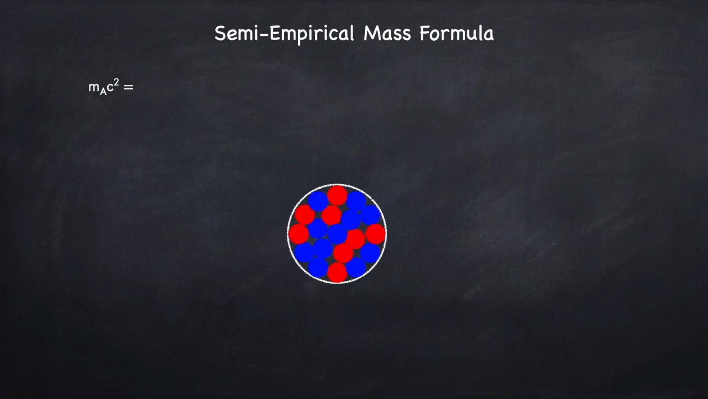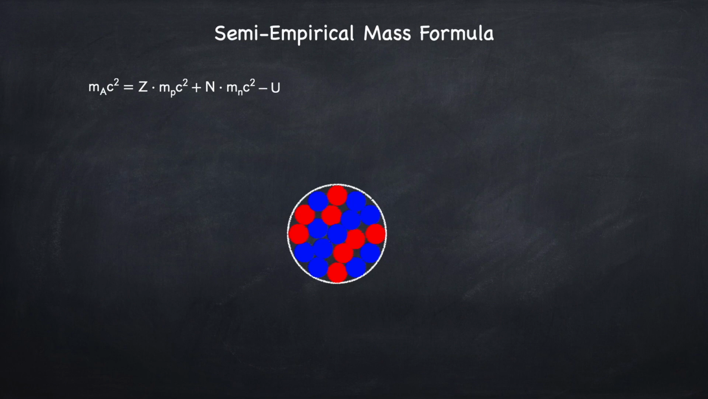So what is the mass of this bag? Well, we have Z protons and N neutrons, so its mass will be Z times the mass of a proton plus N times the mass of a neutron, or mass energy if you prefer. But remember, all these nucleons are bound together, and in order to bind them together, we had to release some energy. So we have to subtract off the binding energy. Now we have to figure out what the binding energy is.